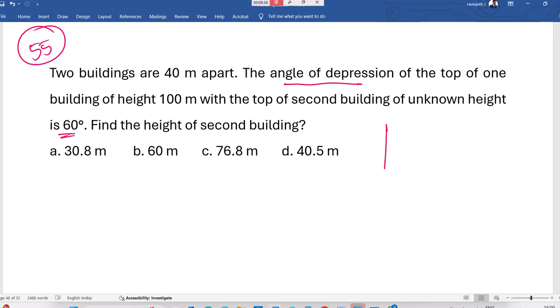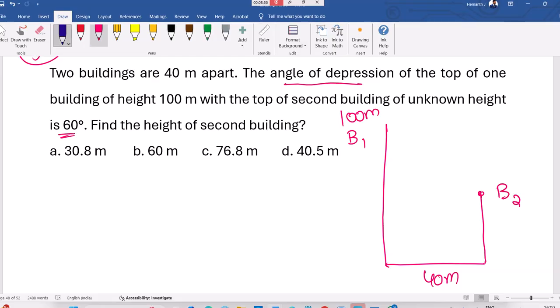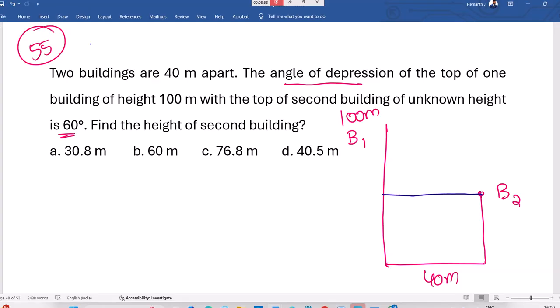See, one is 100 meters. The gap between the two buildings is 40. This is 40 meters. This is building 1, 100 meters. This is the second building. Now the angle of depression, if I just go with this horizontal line here, is 60 degrees. The angle of depression from the top of the 100-meter building.